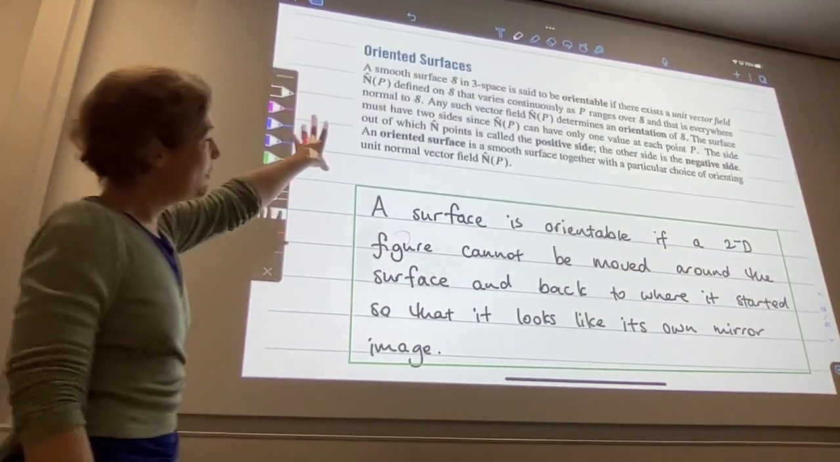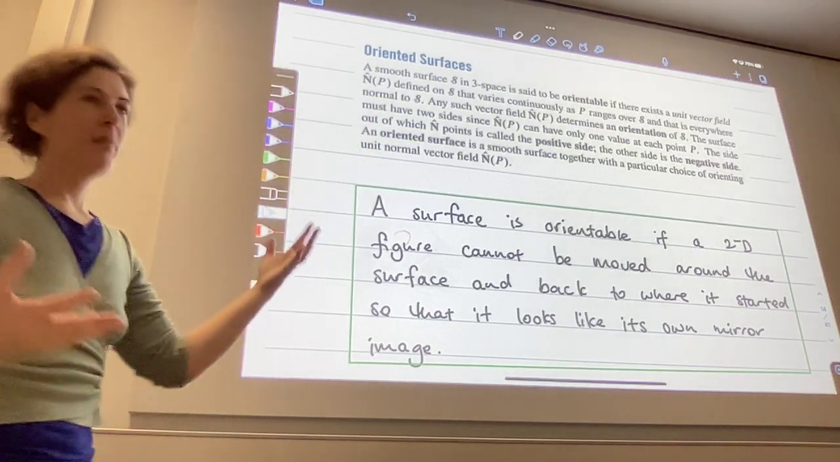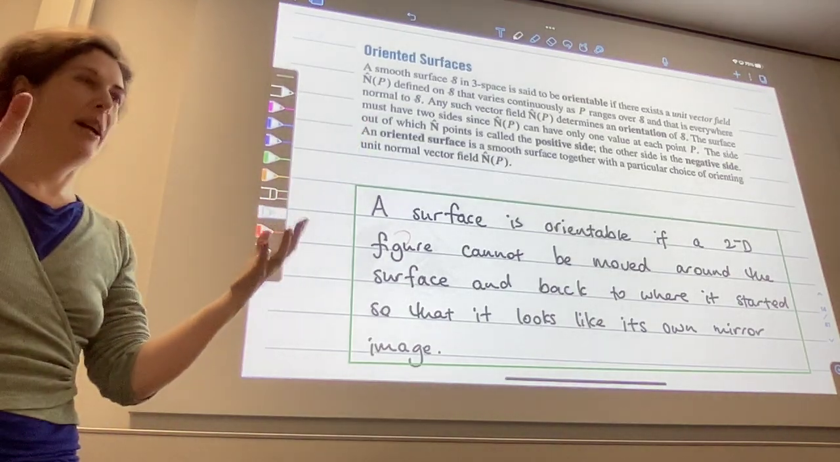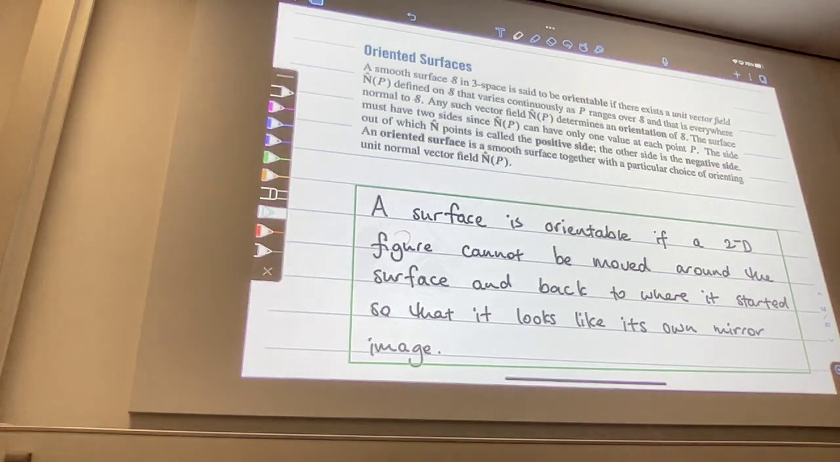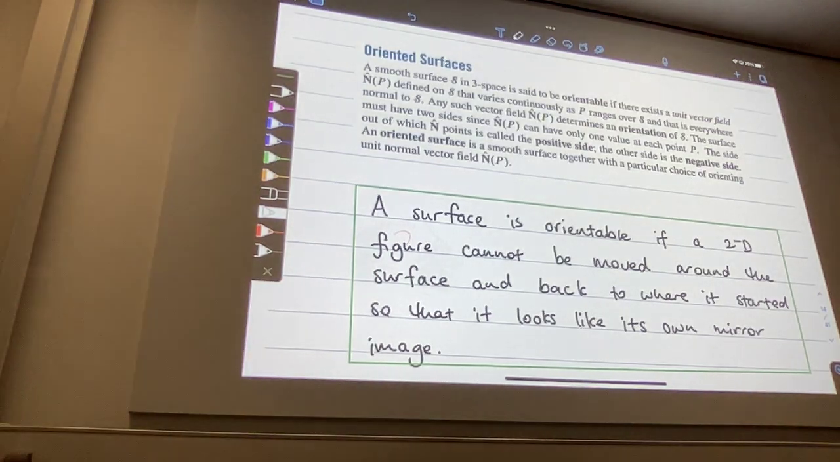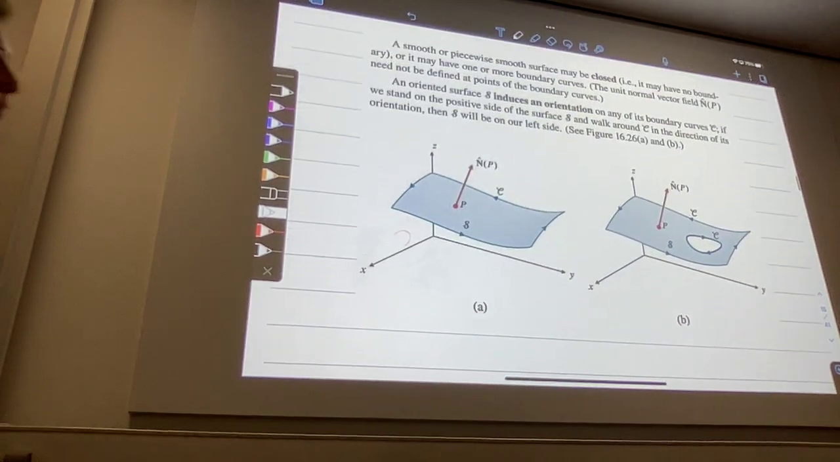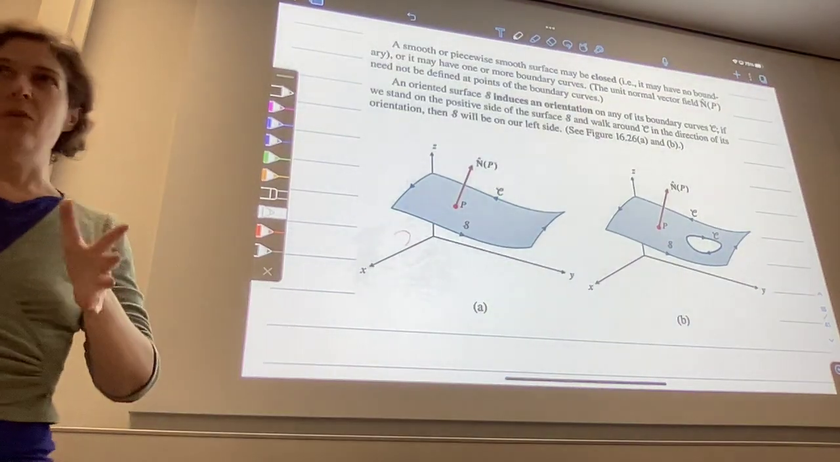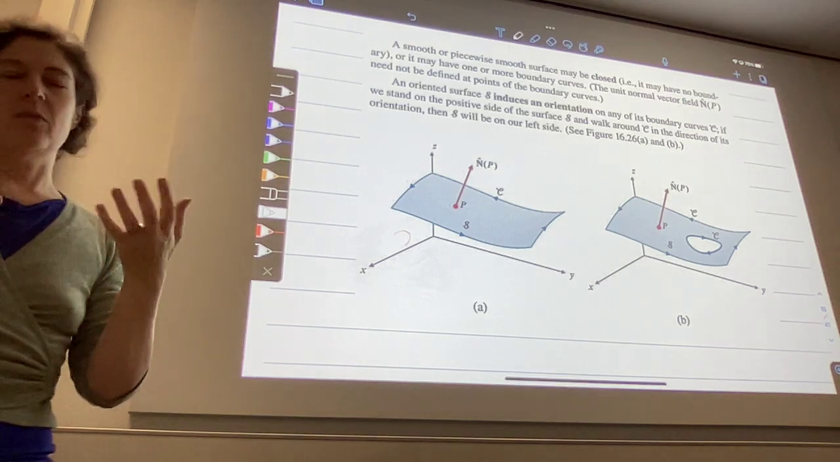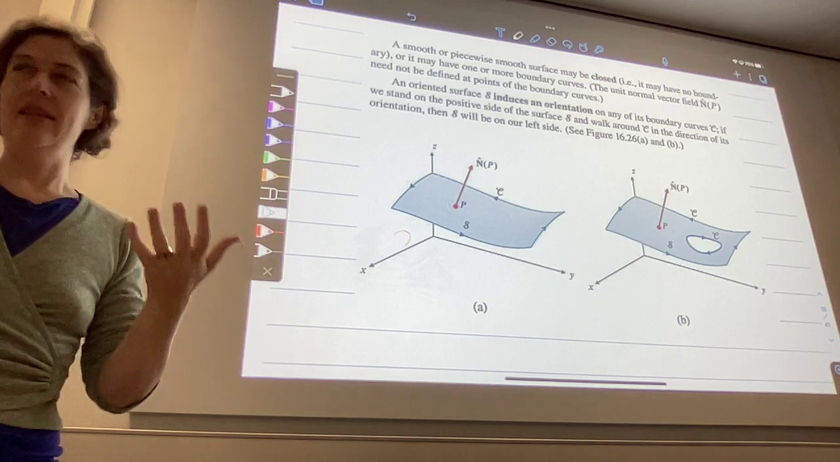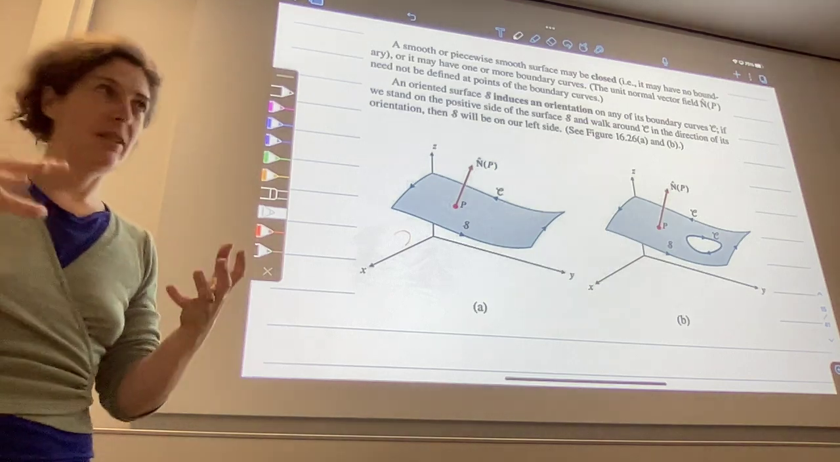So that's really what this bit is saying over here, is we can pick a direction that is out or normal or up on our surface. It will become a lot more clear as we look at examples. Obviously, if you pick a direction, you could say this is up, or you could say that is up. You can pick the direction.